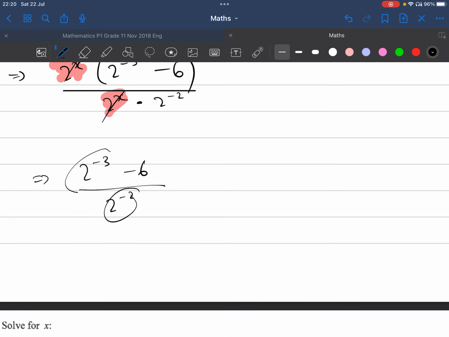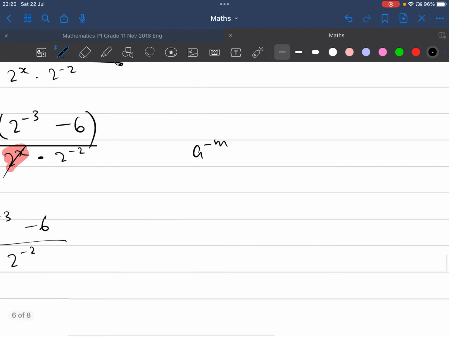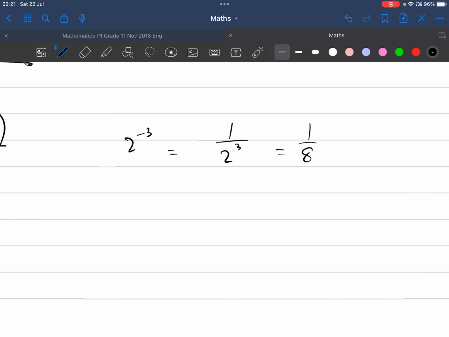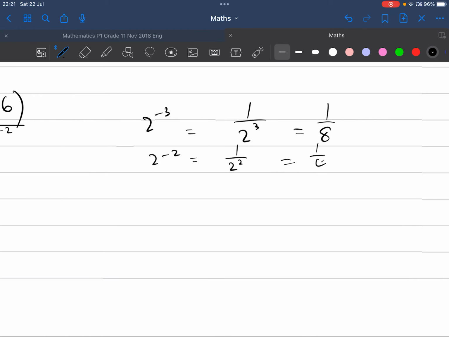Now, how do I make these negative exponents simpler? Well, remember this law here. Let's say I have a to the minus m. That's the same as 1 over a to the m. So I take 1 over and then the base to the exponent, but now I get rid of the minus. So for 2 to the minus 3, that will become 1 over 2 to the 3, and 2 to the 3 is just 8. And for 2 to the minus 2, I'll have 1 over 2 squared, and that's the same as 1 over 4.